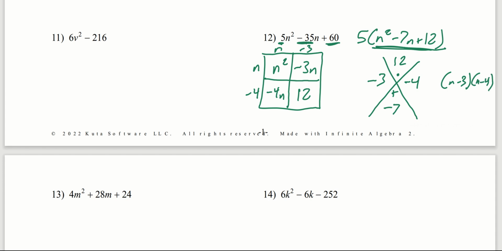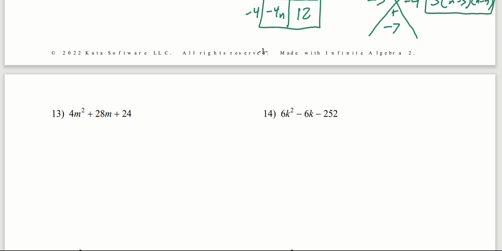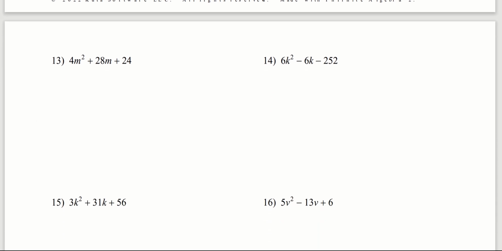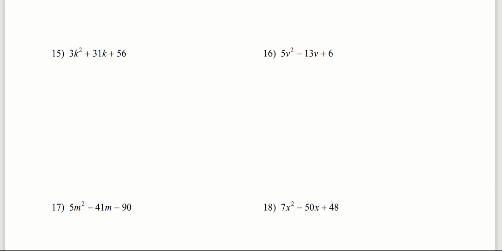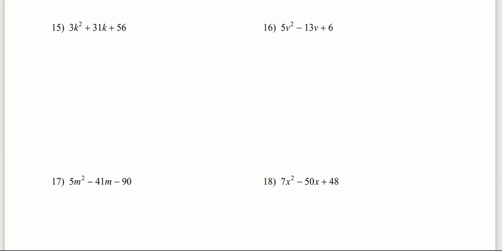And then one last thing to not forget is there was a 5 out front from the very beginning. It's not that it goes away, it just stays in front of your final answer here. Okay, so I did want to go through one of those where you had to take out the greatest common factor first. Okay, and then let's try to find one more where there's not going to be a greatest common factor that you can take out, like number 15.